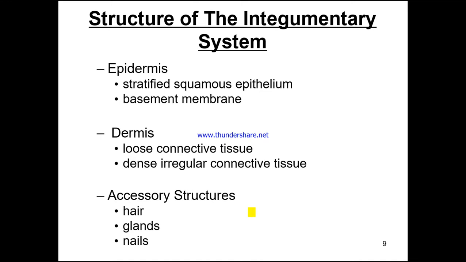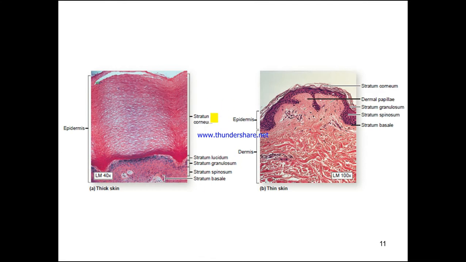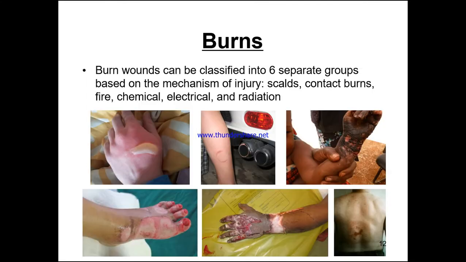The structure of the integumentary system: we have the epidermis, the dermis, and the accessory structures. So within the epidermis we have stratified squamous epithelium and a basement membrane. Within the dermis we have loose connective tissue and dense irregular connective tissue, and within the accessory structures we have hair, glands, and nails. And we'll start to look at these in more detail as we go through our introduction to histology.